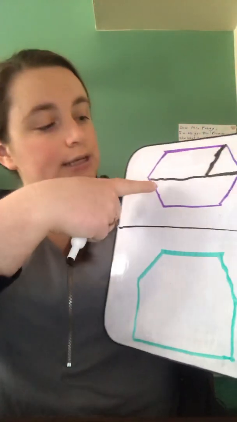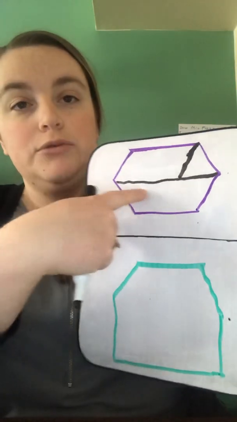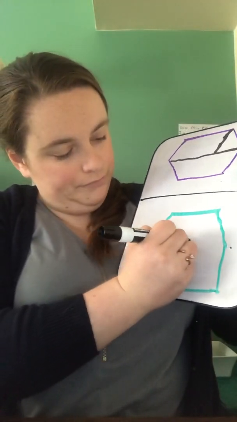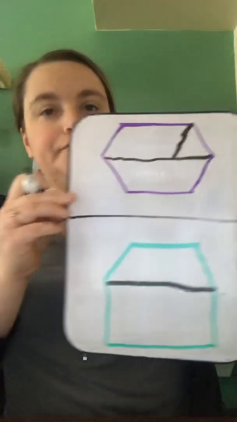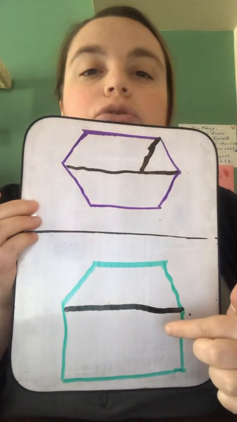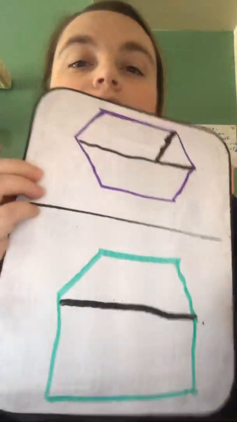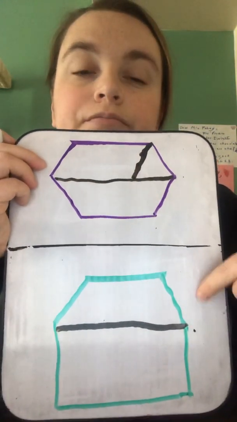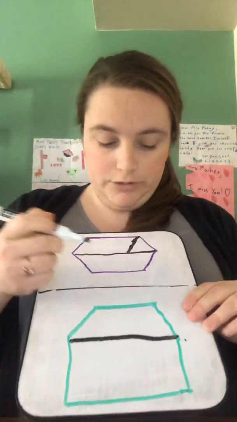The first thing we did up at the top with the hexagon was we cut it in half. So let's do that down here. Let's cut it in half. I'm going to draw a line across the top, or close to the middle actually. And the directions say that we need to use triangles and squares. Well, let's start with a triangle.